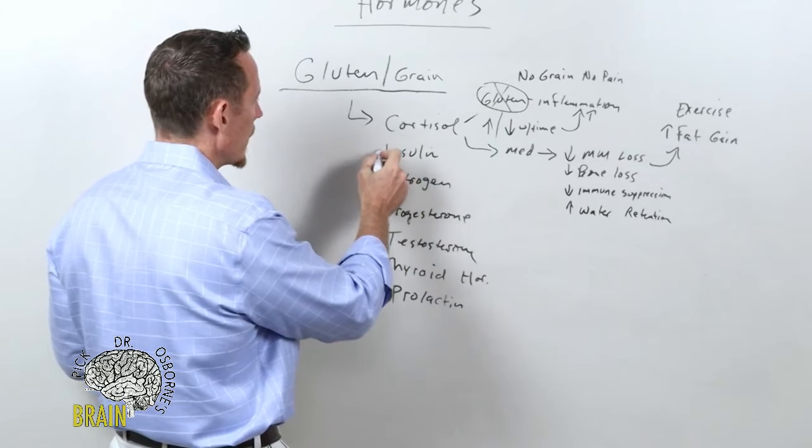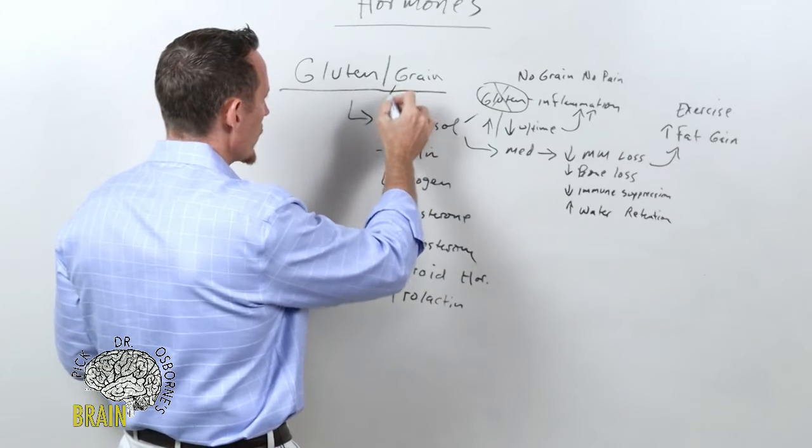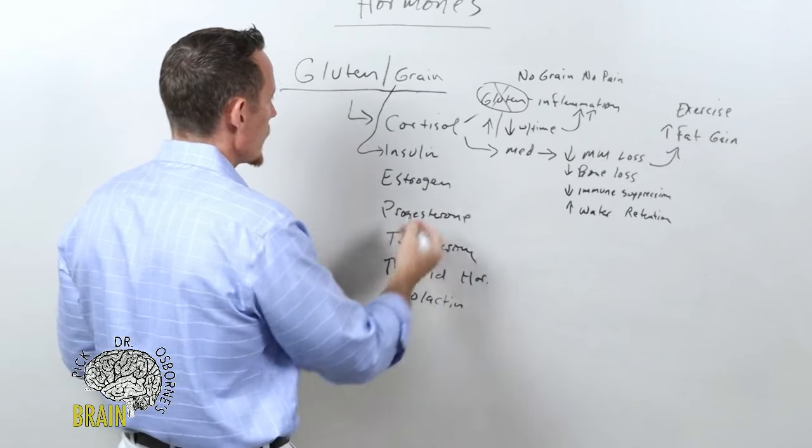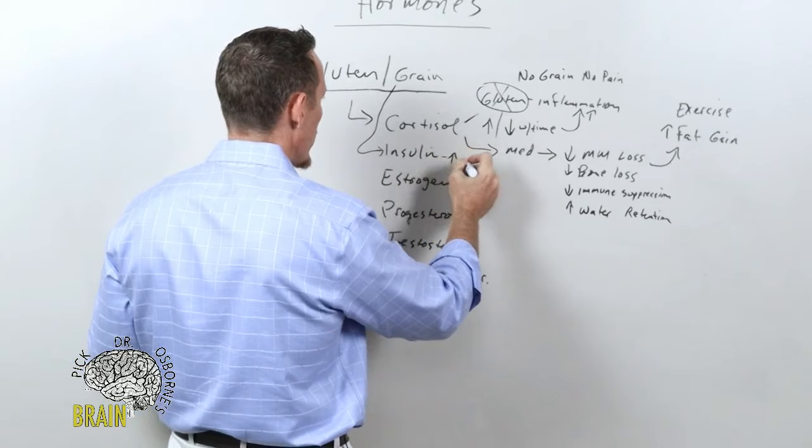Let's talk a little bit about insulin. So this is more one where it's a grain impact more than it is a gluten impact. A grain is super high carb, so it's very high carb.